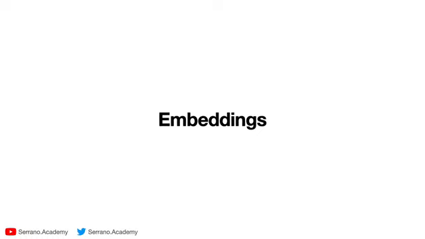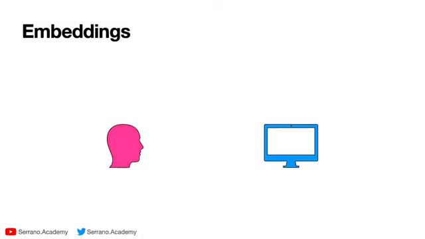So let's get to attention. First, let's start with embeddings. Embeddings are really important in large language models. I would say that they're the most important part of large language models. And the reason is that they're the bridge between humans and computers.